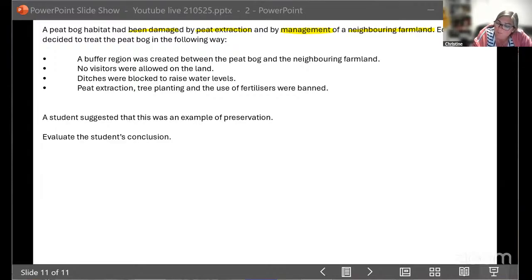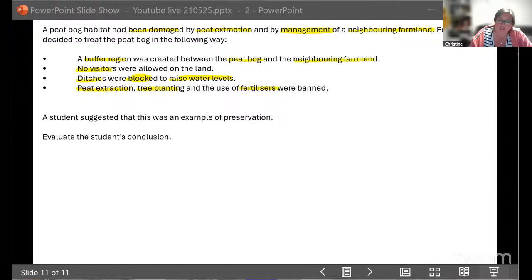A buffer region was created between the peat bog and the neighbouring farmland. There were no visitors allowed on the land. Ditches were blocked to raise the water levels. Peat extraction, tree planting, and use of fertilizers were banned. A student suggested that this was an example of preservation. So then they're looking at, well, what's the difference between preservation and conservation?